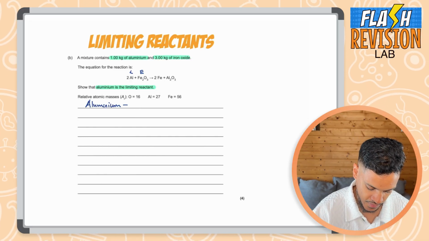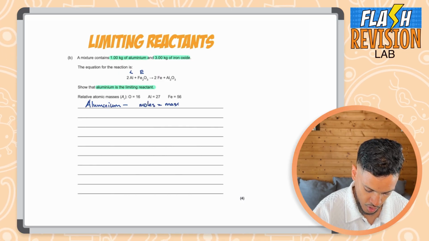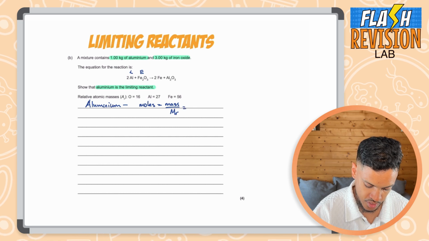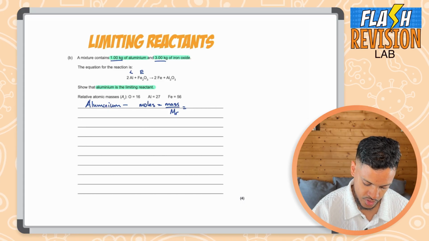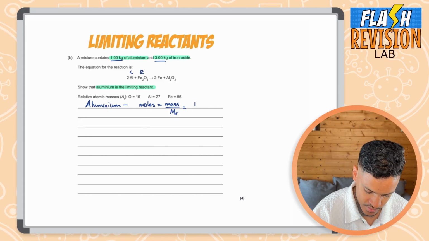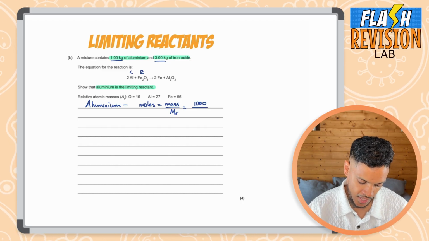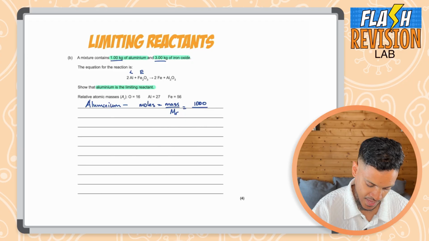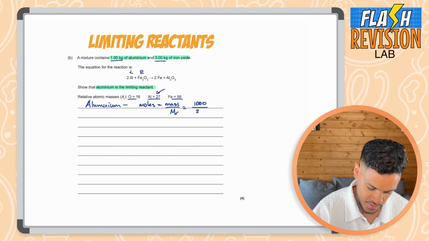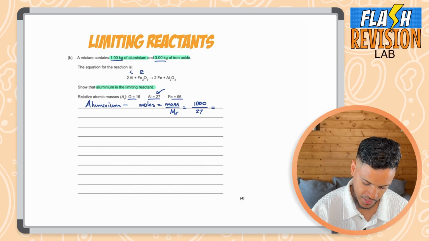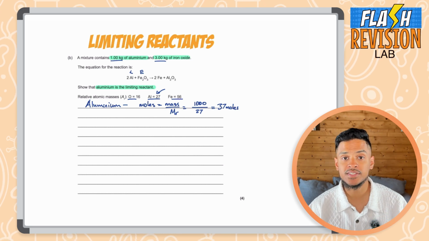To find the moles of aluminium, we use the equation moles is equal to mass over Mr. Now remember, in this equation, mass needs to be measured in grams. What they've given us is kilograms. So 1 kilogram is 1,000 grams. So let's do 1,000 grams divided by the Mr. In this case, we're dealing with elements, so they've given us the Ars here. Aluminium is 27. So 1,000 divided by 27. Now when you add that in your calculator, you should get 37 moles. So we have 37 moles of aluminium.